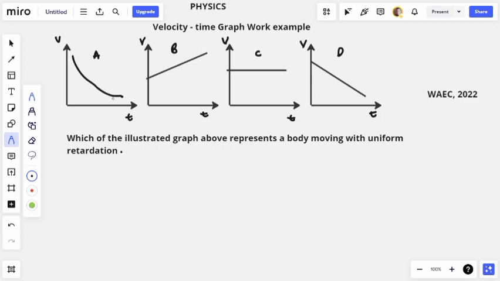Option A here is not a velocity time graph. There is no part of a uniform velocity time graph that has this kind of curve. This one is an exponential function. We use it for transient analysis. So option C means a constant velocity, which represents zero acceleration. Option D represents deceleration, or we call it retardation. So the correct option is D. Thank you.